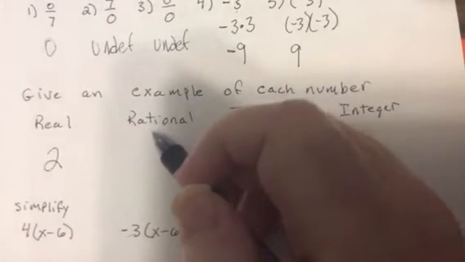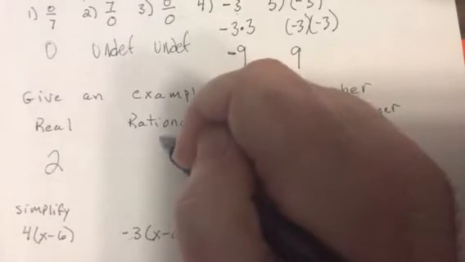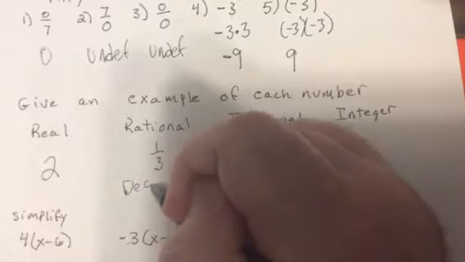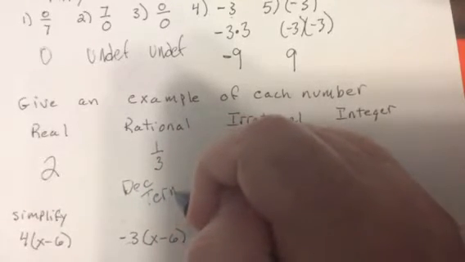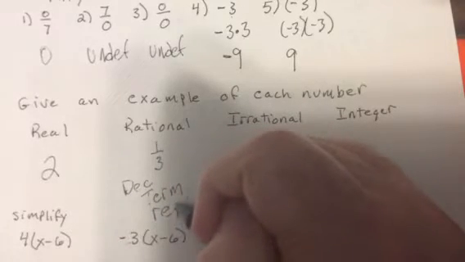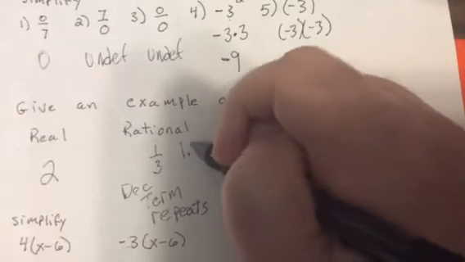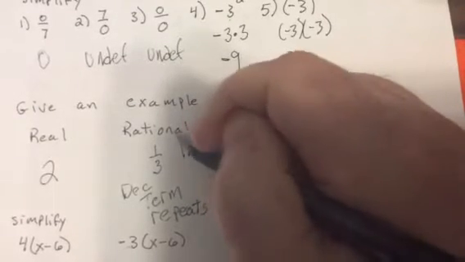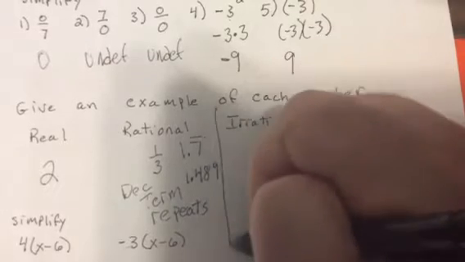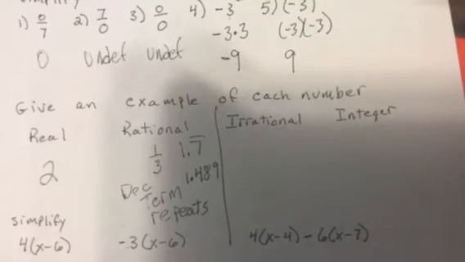Rational is anything that can be written as a fraction. So 1/3 is rational. If it's a decimal, if it terminates, that means stop, or if it repeats, it is rational. So 1.7 repeating, rational. 1.489, rational. Irrational is anything that cannot be a fraction.